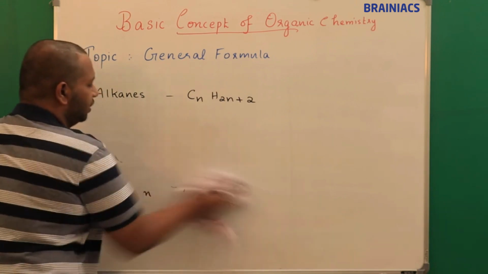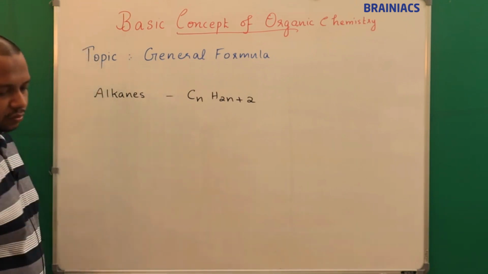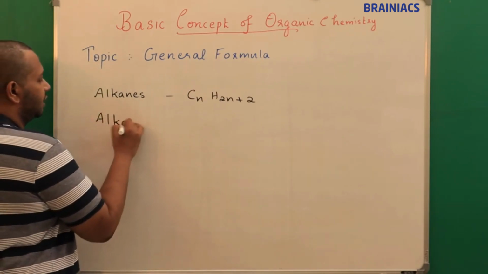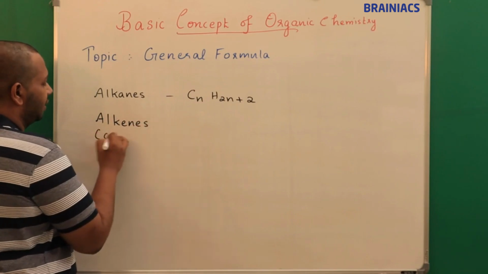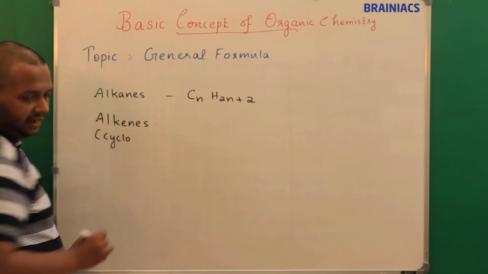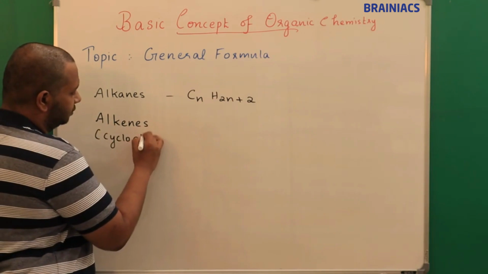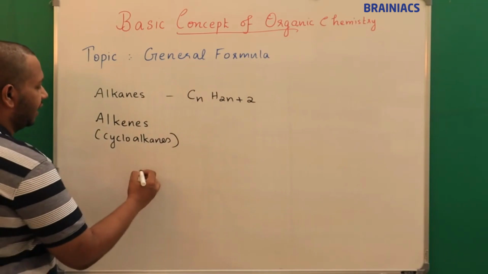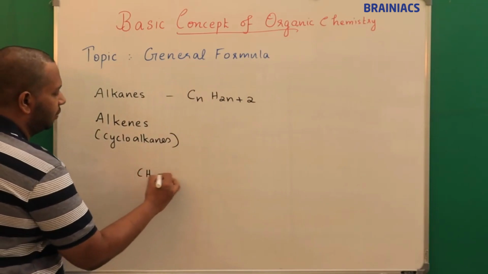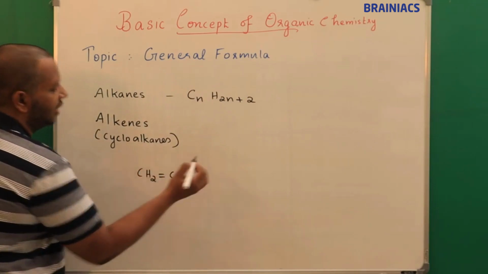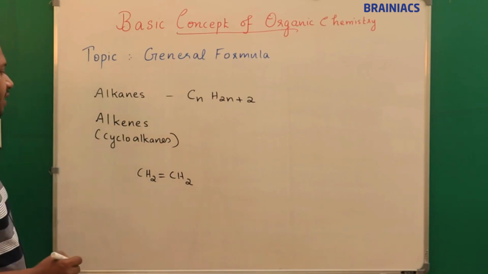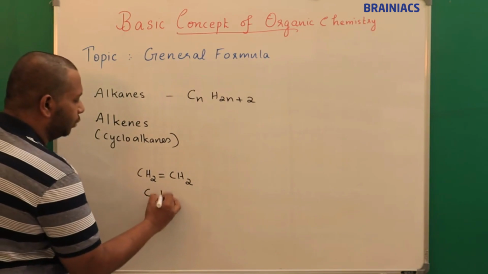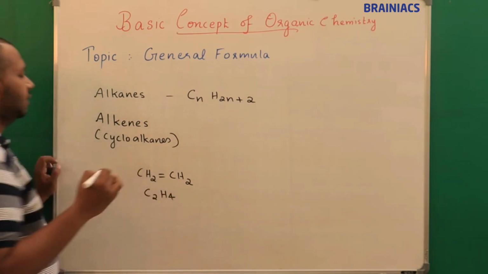Now next we will try to see the general formula of the next one, that is alkenes. This is the general formula of alkenes as well as cycloalkanes. So the simplest alkene I know is CH2 double bond CH2. What is this? As you know, this is ethene, correct? So there are 2 carbons and 4 hydrogens. So I can say this is C2H4, correct?